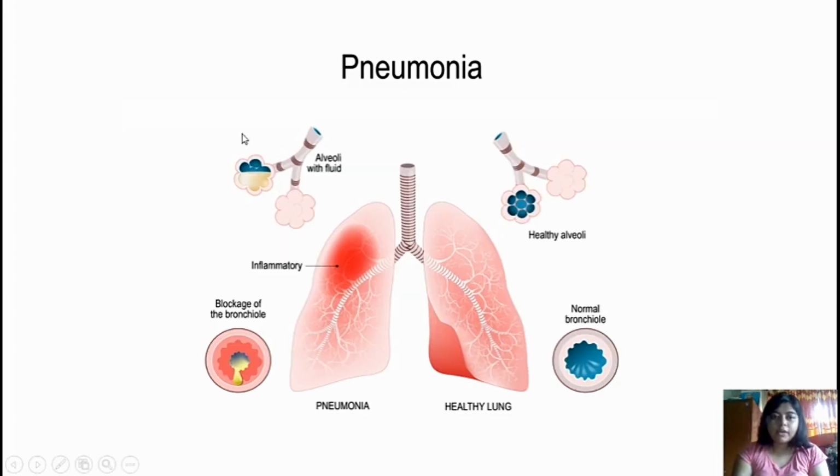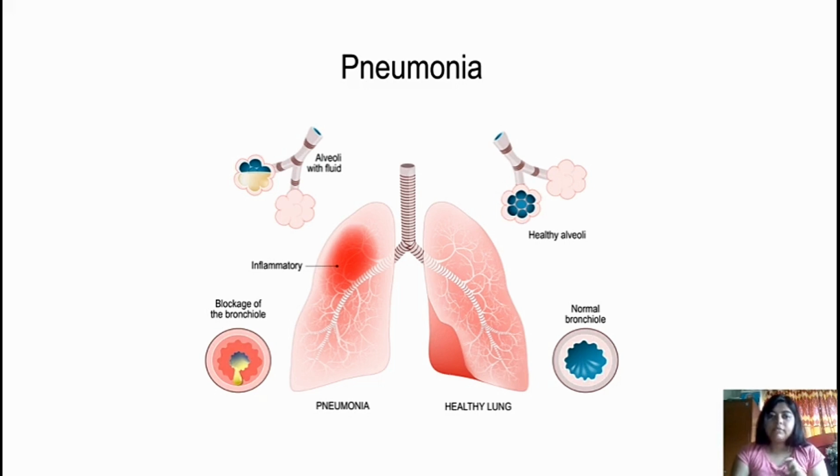The air sacs are called the alveoli in medical terms, and these alveoli, as you can see, are being filled with fluid or pus, which makes it difficult to breathe. Now, pneumonia can range from mild to severe, and severe pneumonia might cause death as well. So this can be detected using X-rays.